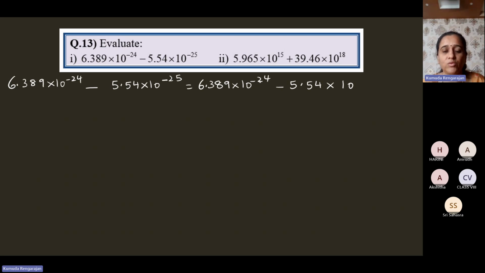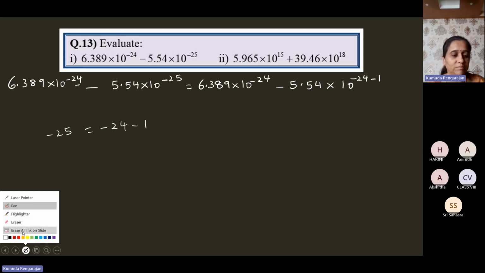How will you write minus 25 using minus 24? It's minus 24 minus 1, right? The condition is you should write minus 25 using minus 24 because we have the power minus 24 here. So then you have only one choice, minus 24 minus 1. No other choice you have.